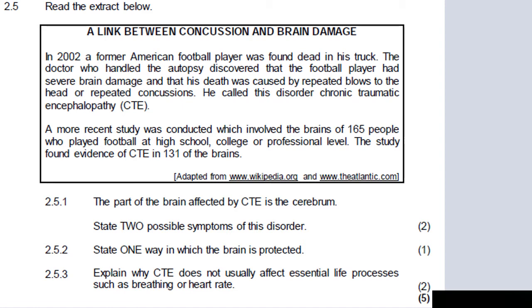This extract was adapted from Wikipedia and theatlantic.com. 2.5.1. The part of the brain affected by CTE is the cerebrum. State 2 possible symptoms of this disorder. 2.5.2. State one way in which the brain is protected. And 2.5.3. Explain why CTE does not usually affect essential life processes such as breathing or heart rate.